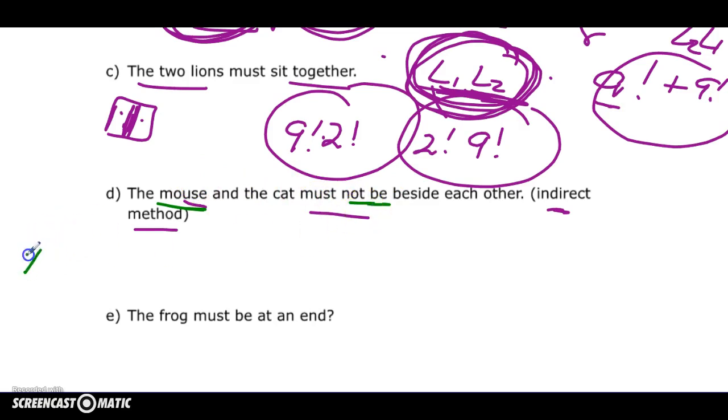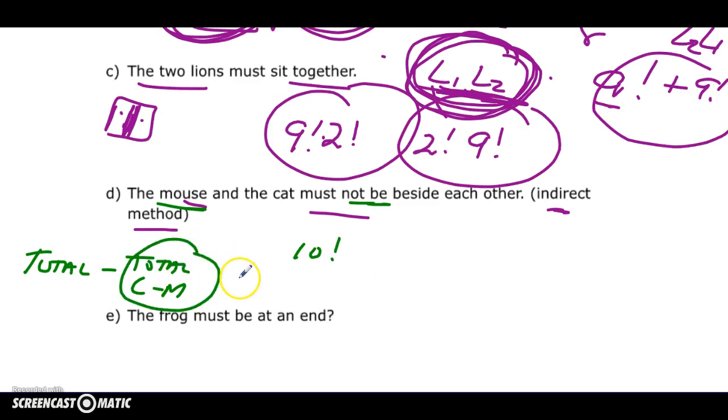So you're going to do the total, and subtract from it the total where cat and mouse are beside each other. So let's go over that first. First, the total is 10 factorial. We already said that. Remember, we have all 10. And then this one here, where the cat and mouse are beside each other, well, that's the same as the two lines beside each other, right?